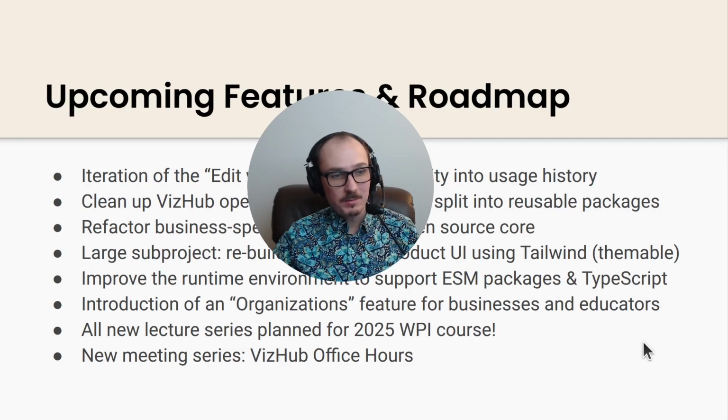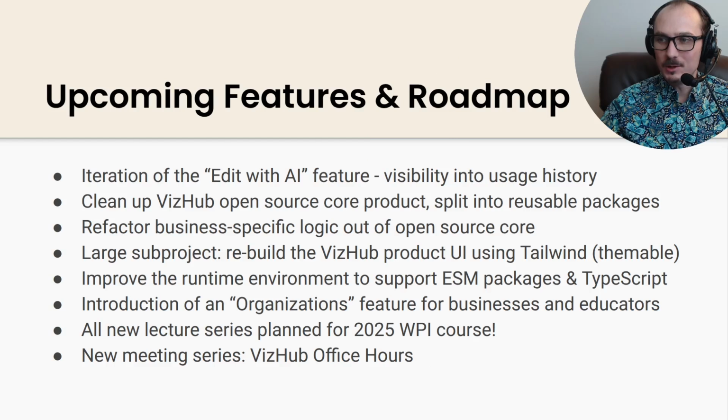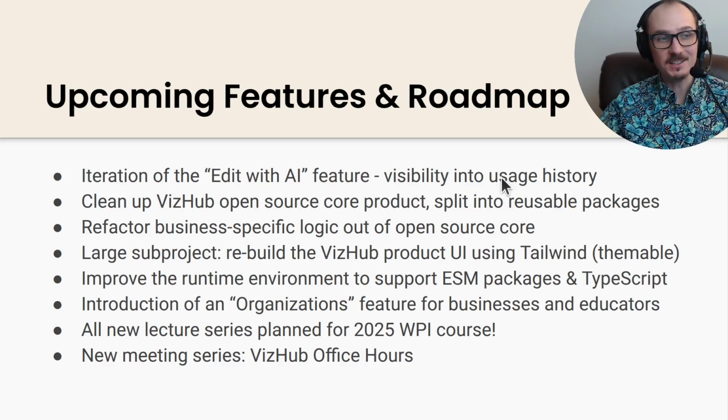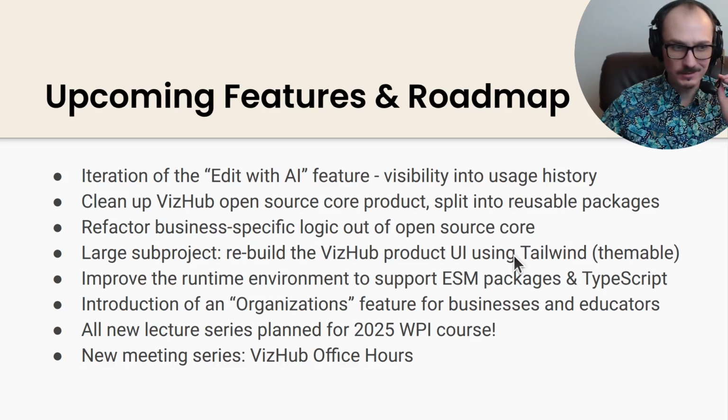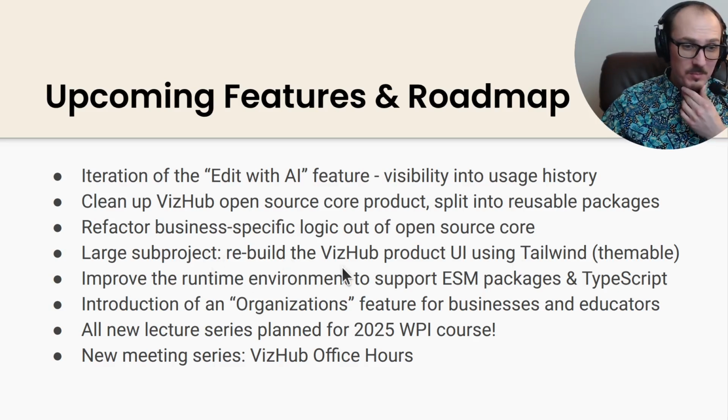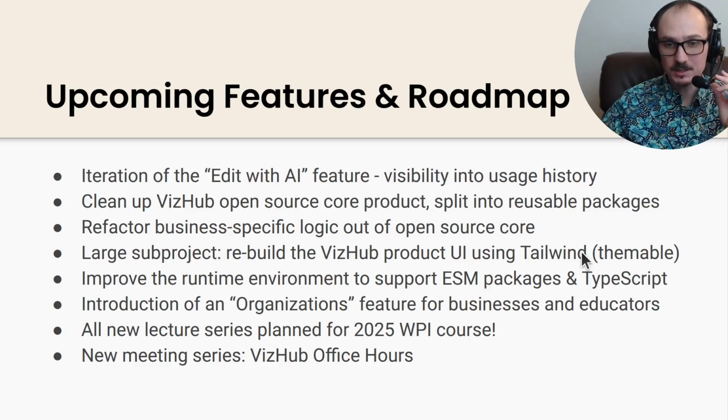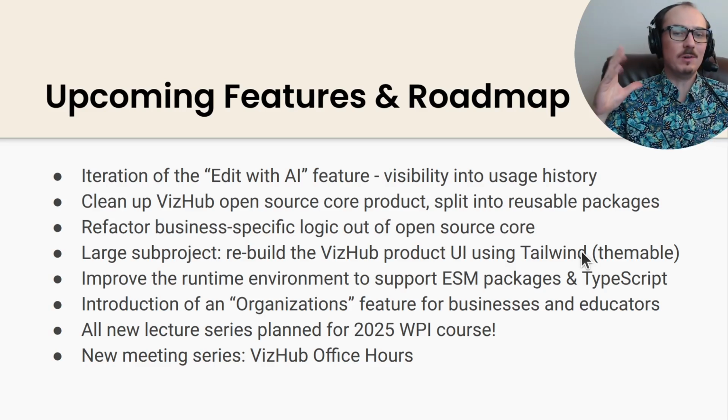So the upcoming features, just to give a sense of what I'm looking at for the future: the edit with AI, we're going to build that out. I just landed visibility into your AI usage history today. I want to clean it up as an open source product so people can use the open source piece, like self-host it. Refactor the business-specific logic out of the open source, like the Stripe stuff is still in there. And I want to rebuild the whole VizHub UI with Tailwind and make it themable. Someone expressed interest in being able to have their own instance of VizHub that is themed to their brand. I think a lot of people would want that.